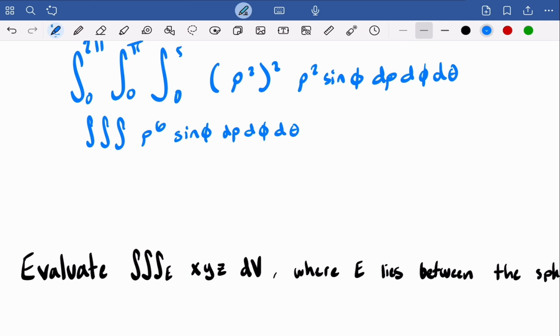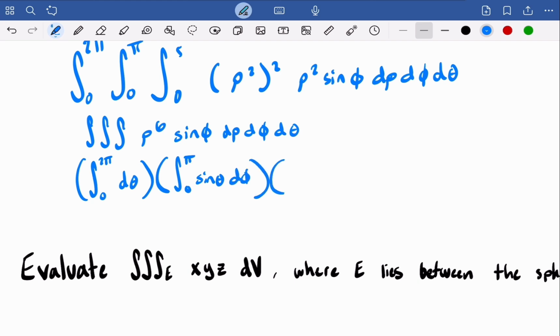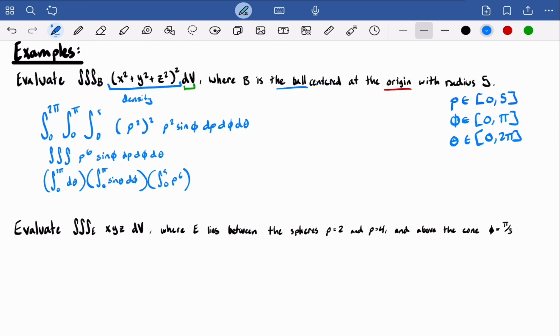Taking that concept, I'm going to have my theta integral here from 2 pi to 0. For theta, it's only d theta, so we can solve for that. Then we have pi to 0 for phi, where we only have sine of phi d phi. The last one for rho is 5 to 0 of rho to the 6th. At this point, what I like to do is label them number 1, number 2, number 3, and evaluate each one individually. For d theta, you can see it's just going to evaluate to 2 pi, so that's a very quick and easy one.